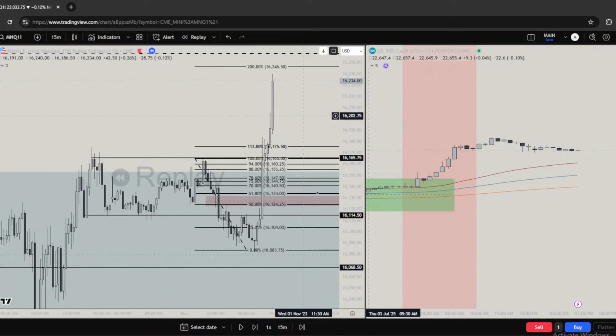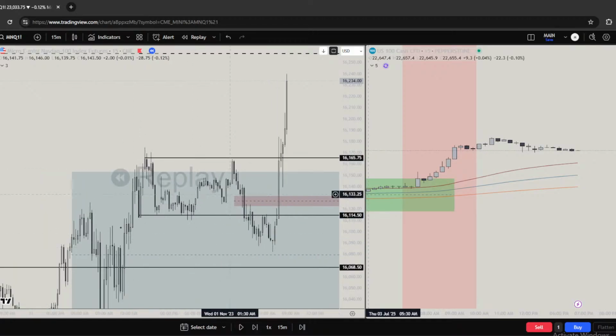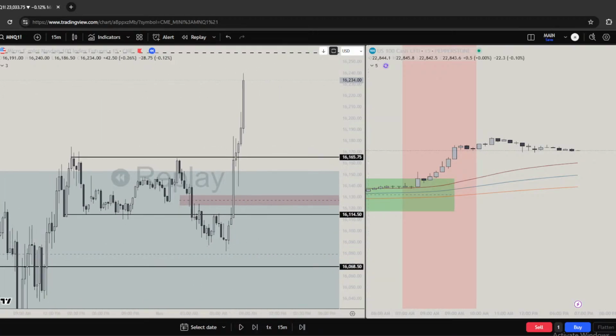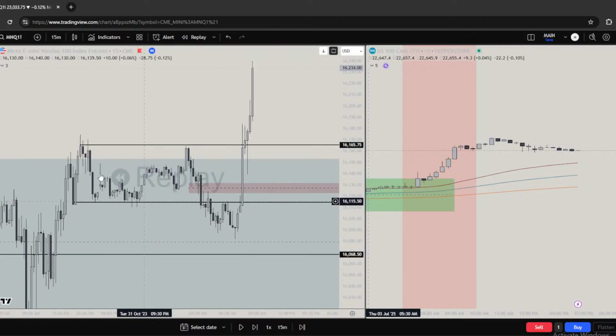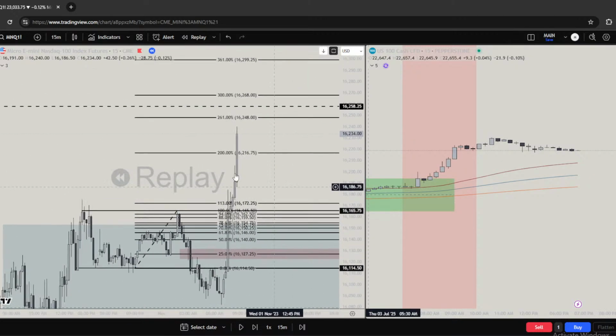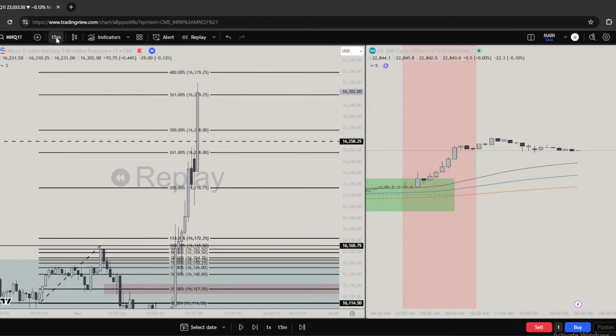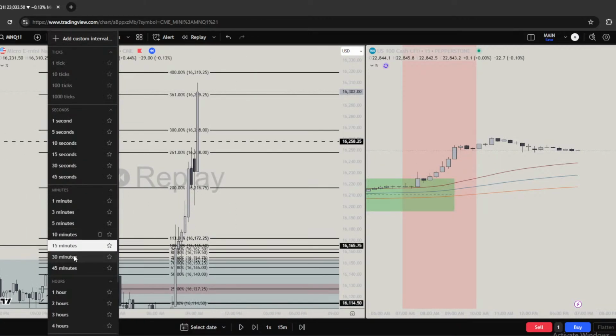Manipulation, distribution. Okay. So knowing what side of the market we're in, we got accumulation, manipulation, and now we're in that distribution phase. This just ripped. Yep, it's about to reverse up here. I would be looking for price to reverse up here. That's that entry right there.